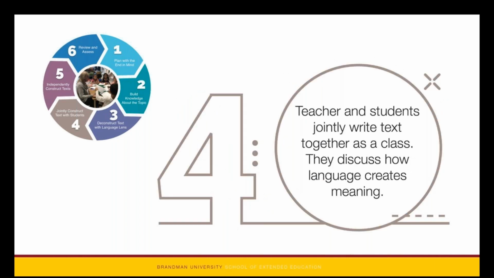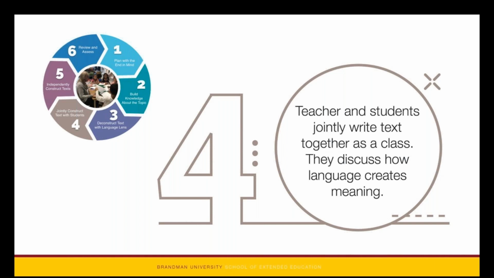Then the joint construction is number 4. This is the most difficult and yet the most important, and also the most rewarding if you don't skip it. This stage is often skipped. It's called joint construction. And no, it's not shared pen. I mean, in kindergarten, you can call it shared pen.